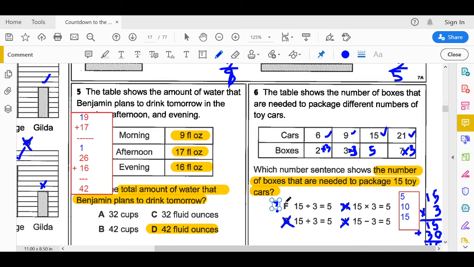It means that answer F is the right choice in this question. 15 divided by 3 equals 5, which is the same as saying 5 times 3 equals 15.